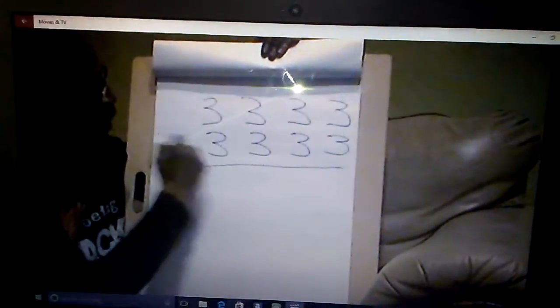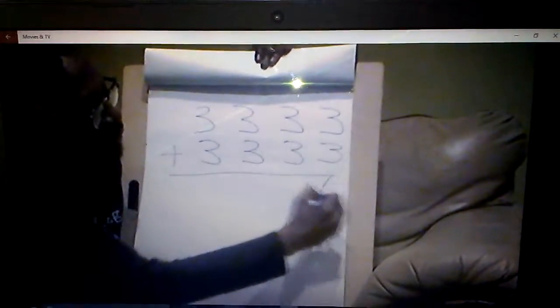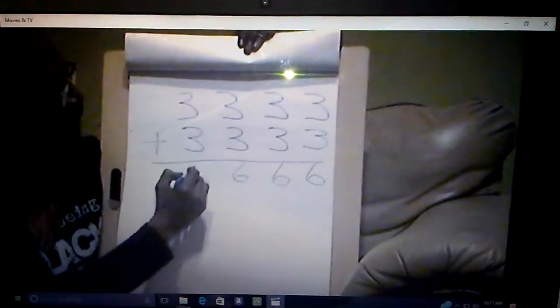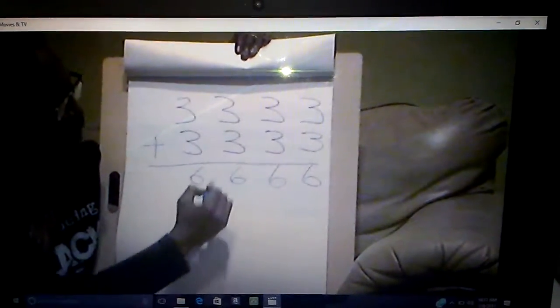Okay? We're going to add a 4-digit number to a 4-digit number. We'll use 3,333 plus 3,333. Addition symbol. Let's begin on the right-hand side. 3 plus 3 is 6. There's nothing to carry over. 3 plus 3 is 6. Nothing to carry over. 3 plus 3 is 6. 3 plus 3 is 6. More than 3 numbers. Count from the right-hand side. Place a comma. 1, 2, 3, comma.